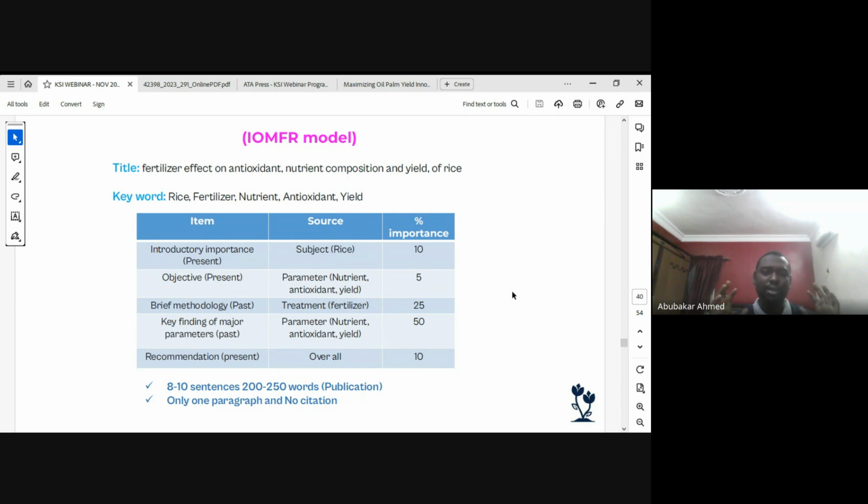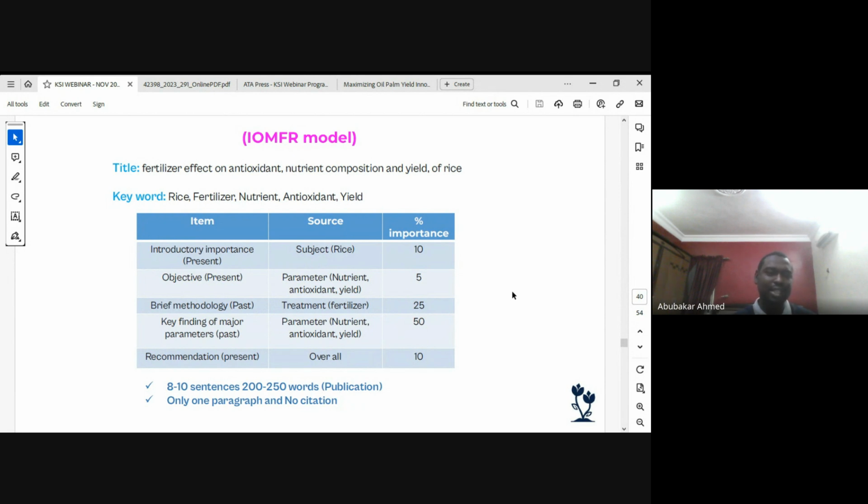Then methodology, you give it 25% because it's a treatment and you need to expand and briefly explain it. Then the key findings, that is the major part of the abstract, you give it 50%. The recommendation, 10%. This comes from your mind. It's a guideline which you need to follow while writing your abstract.